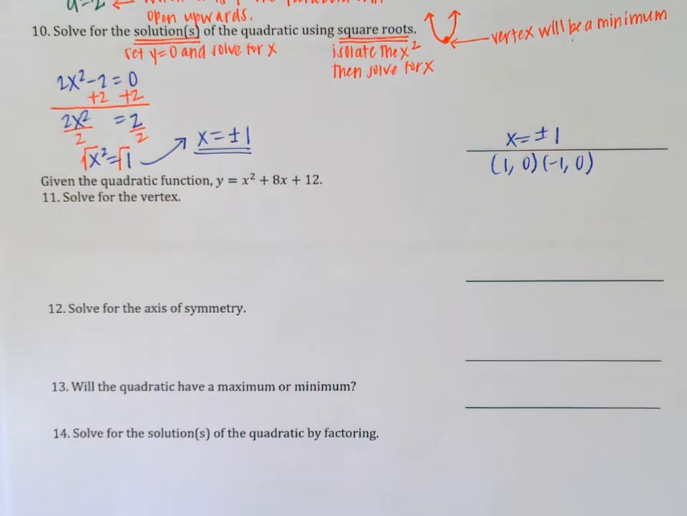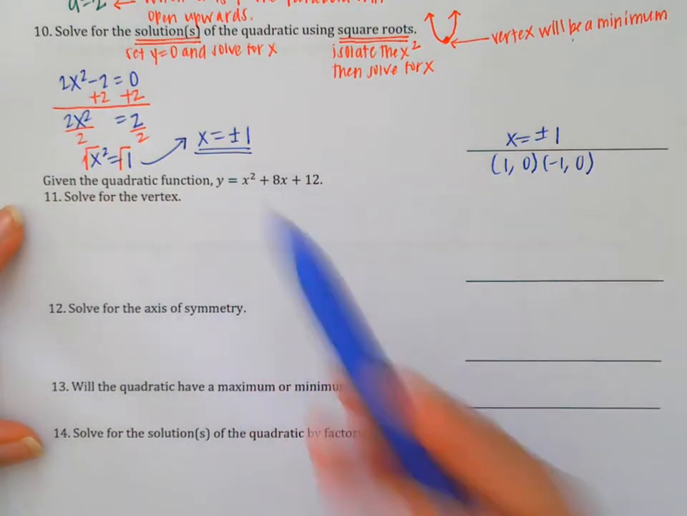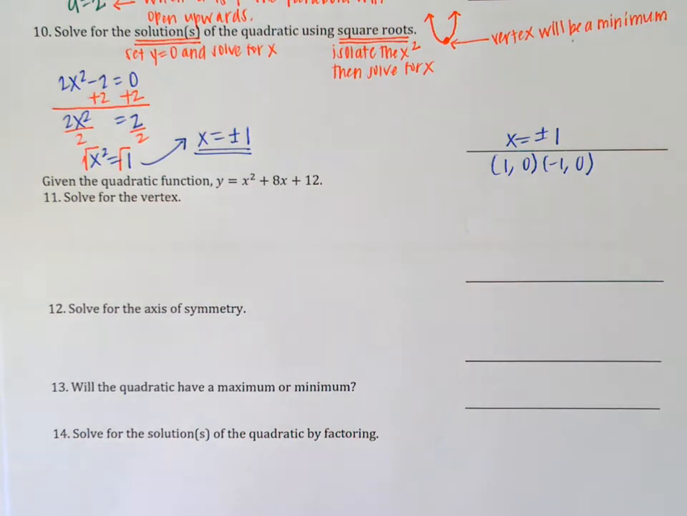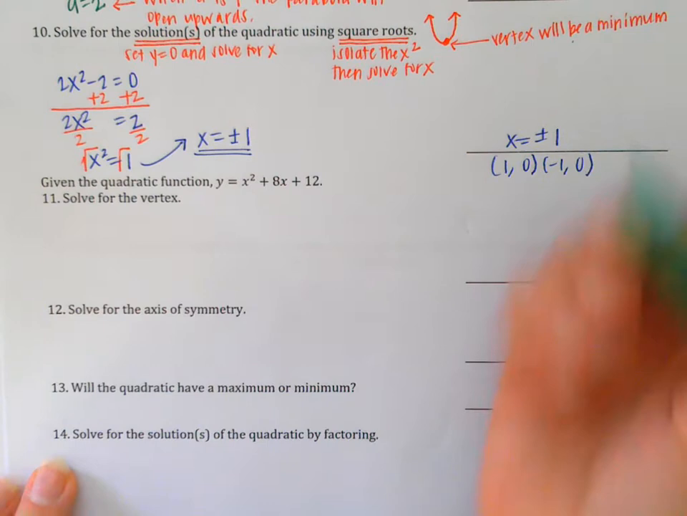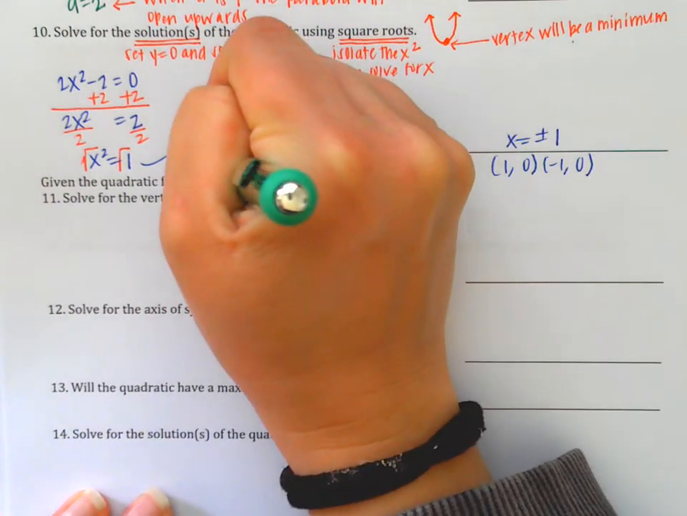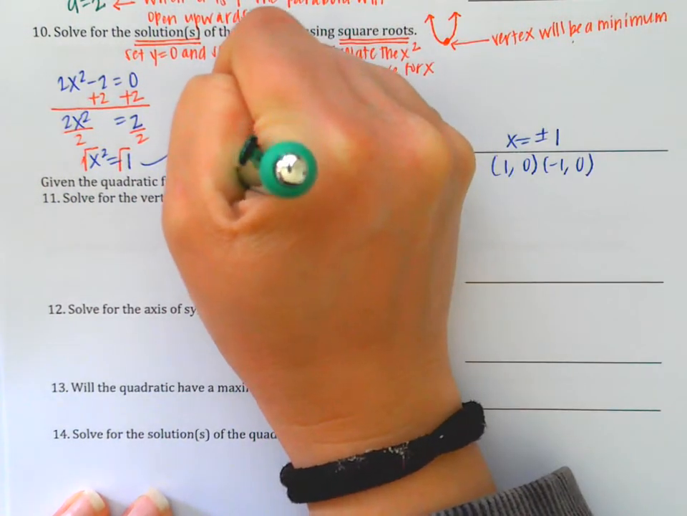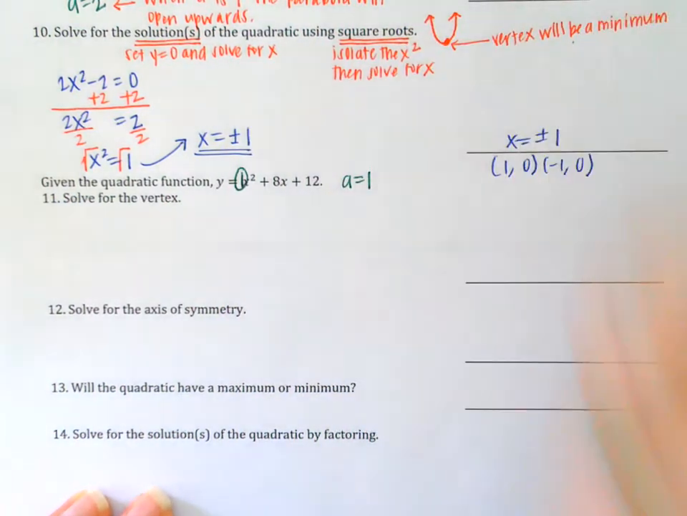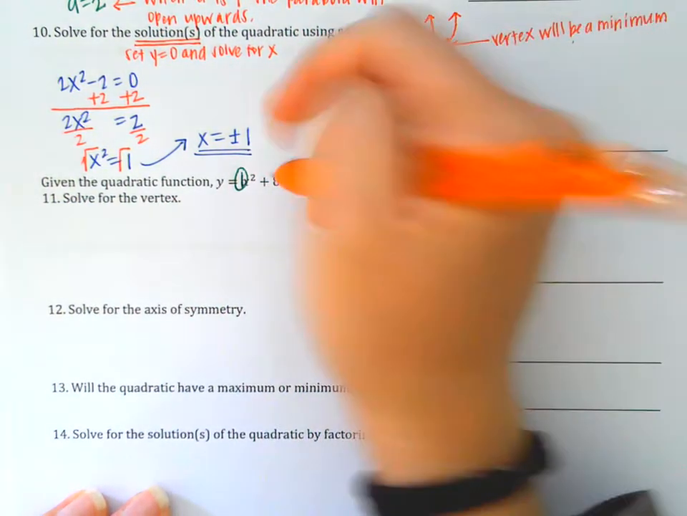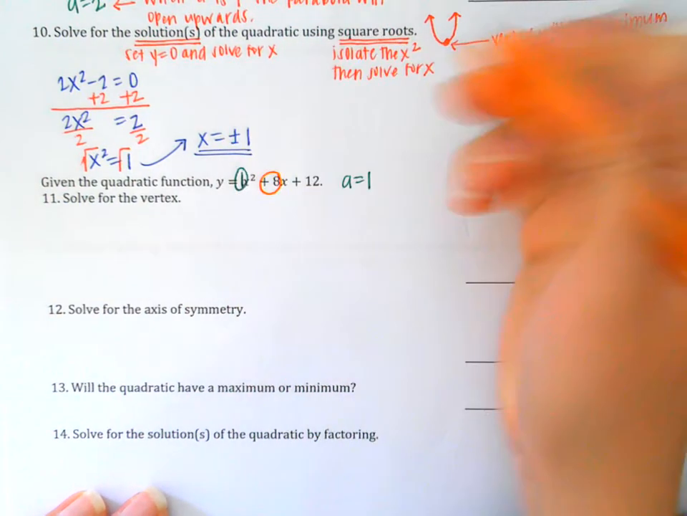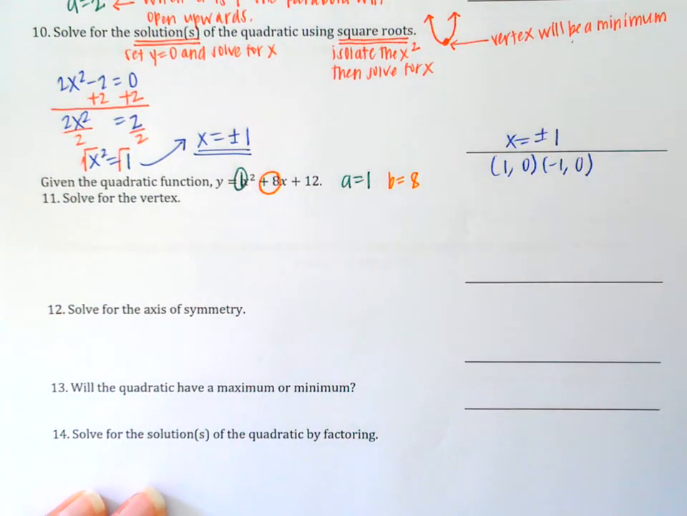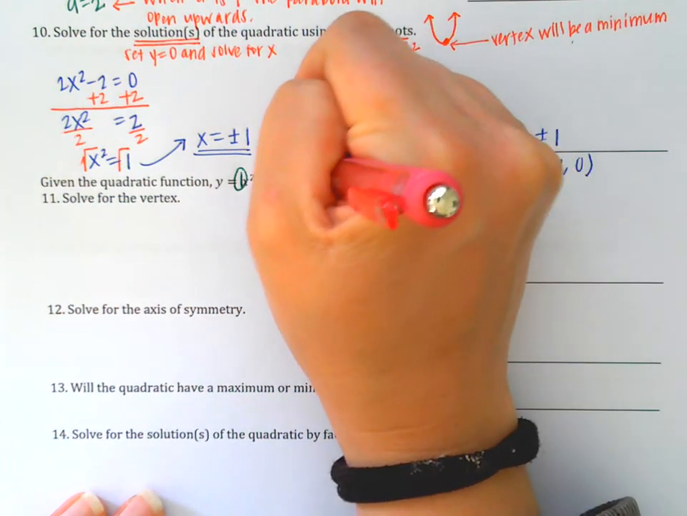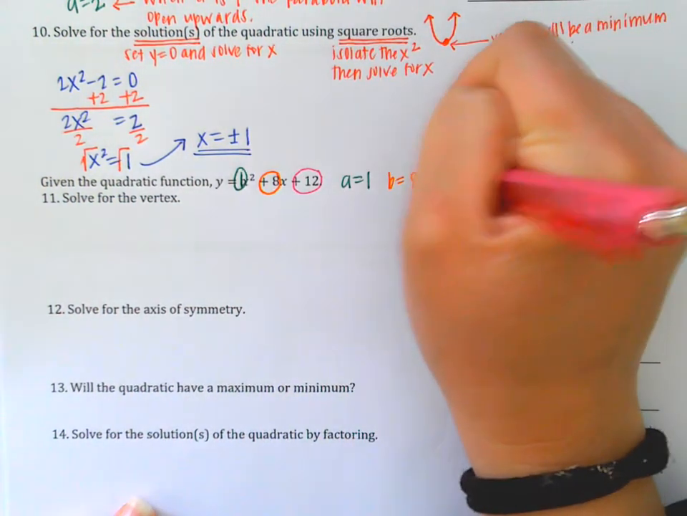So 11 through 14 is all related to x squared plus 8x plus 12. So the first thing, it's really similar. It's just like 7 through 10. We're just looking at a new quadratic. So the first thing I'm going to do is label A, B, and C. So A here is 1. There is no number attached to x squared, so we can always assume there's a 1 there. B here is attached to the x, so B is 8. And C is the constant, not attached to any variable, is 12.